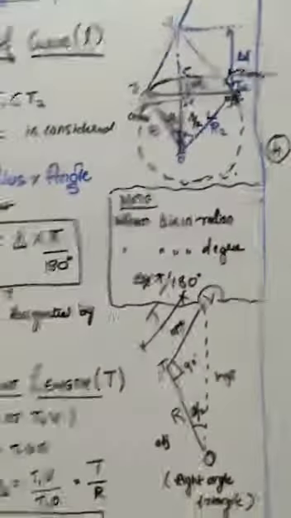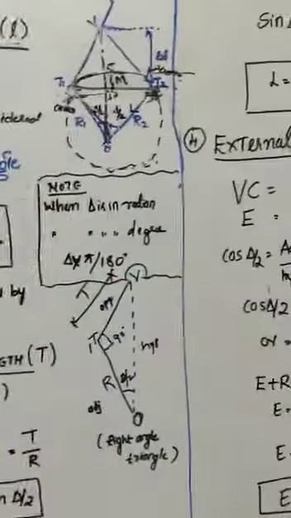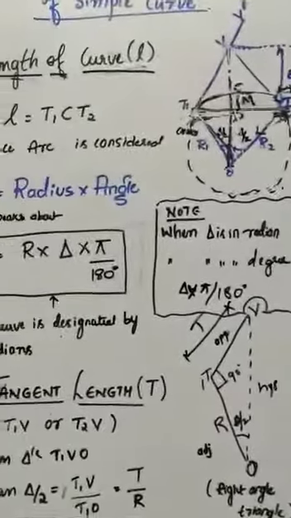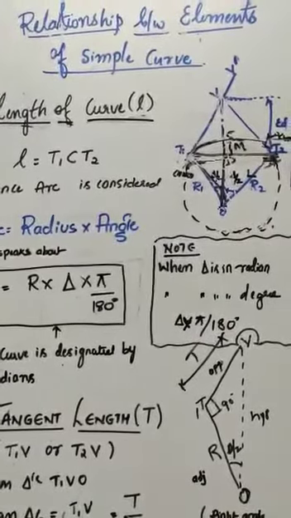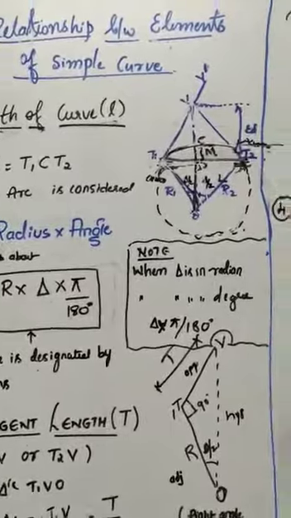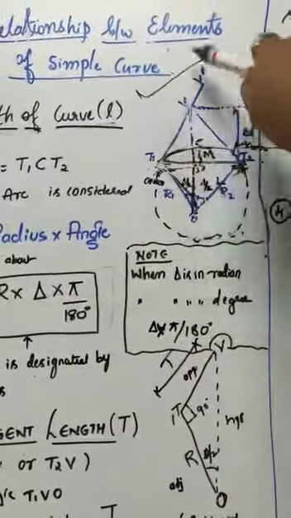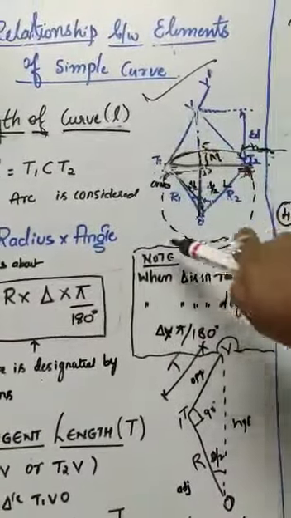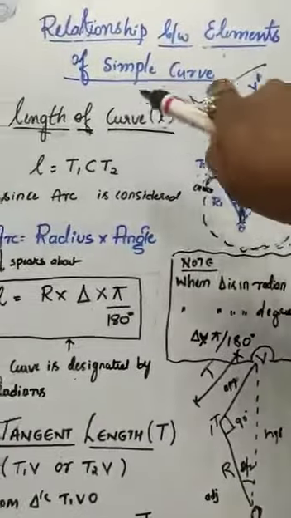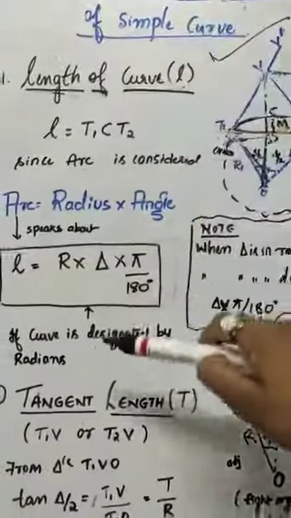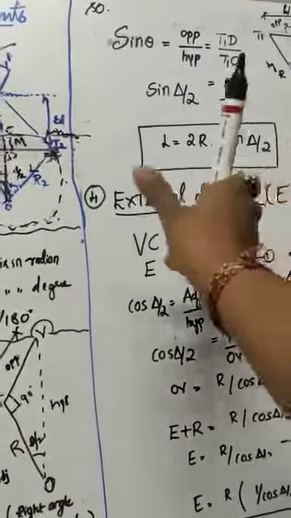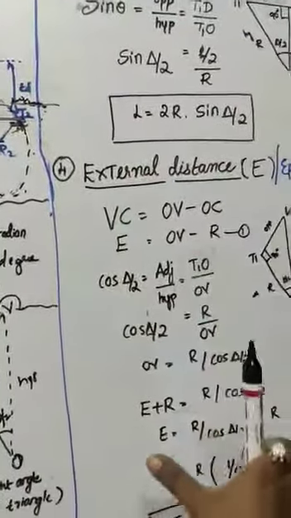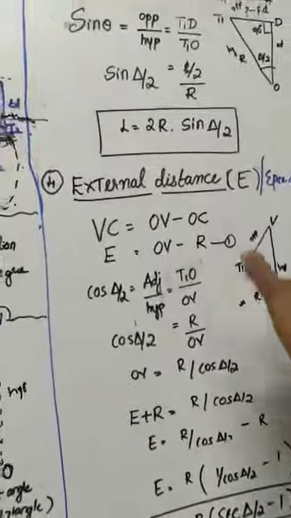This equation, whatever I have explained to you, is very important. If they ask you in the exam to explain the relationship between elements of a simple curve, you need to draw this diagram very neatly, and one by one all your terms should be explained properly with the side diagram, and you need to write it out.